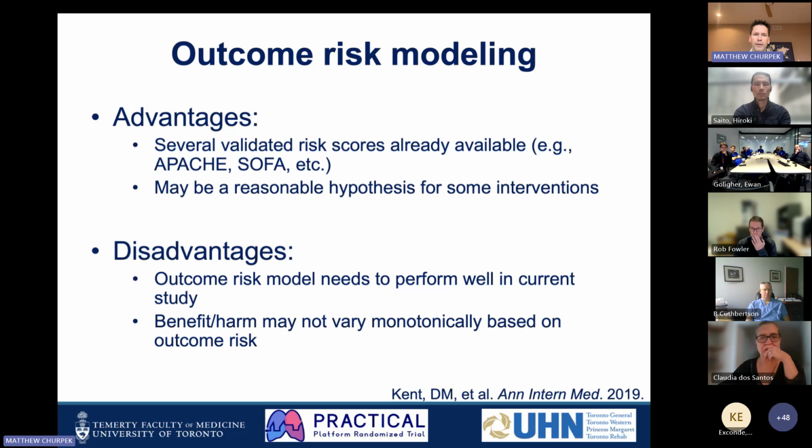I think one is that the outcome risk model needs to perform well in the current study. In other words, you may have an Apache score and the outcome may be mortality, but if you find that Apache doesn't actually predict mortality very well in your study, it's not going to be a very good tool for this type of HTE analysis. In addition, it may be that the risk of the outcome may not be even related to benefit or harm from the therapy, or it may be only weakly related to the benefit or harm from a therapy. And so in those cases, it may not perform as well as other approaches.